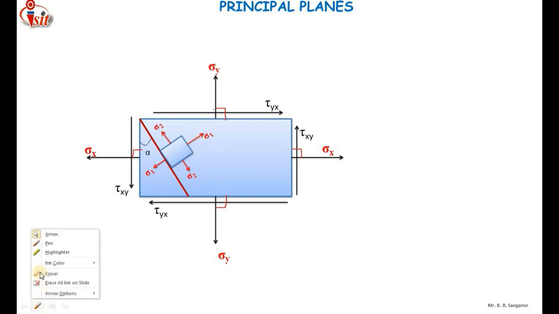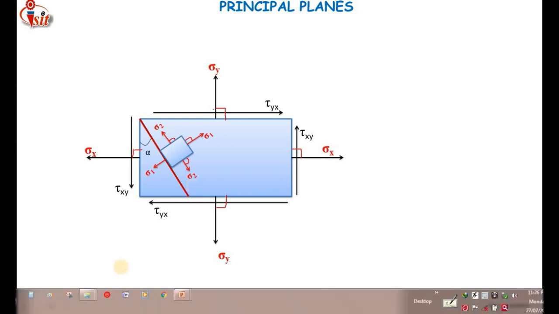So here sigma 1 and sigma 2, these particular stresses, can be called principal stresses. Why are these called principal stresses? Because on this particular element, whatever stresses are acting, sigma 1 is the major principal stress and sigma 2 is the minor principal stress. Here you can see that sigma 1 is perpendicular to this wall of the element, and sigma 2 is also perpendicular to this side of this rectangular element.